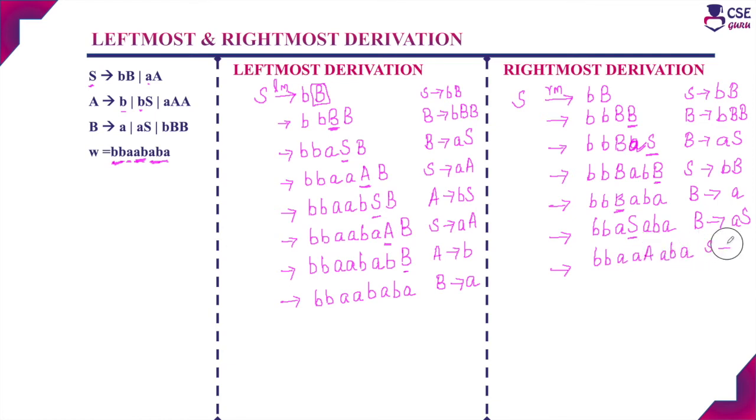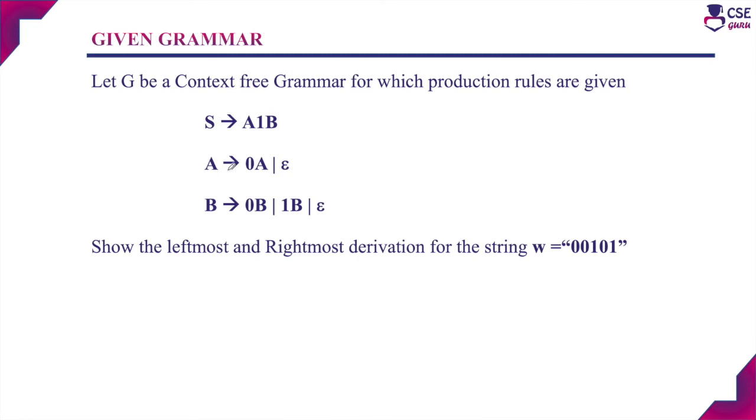The production rule applied is S tends to AA. So only the letter B in the center we have to get in the string. So apply the production rule A tends to B. So now we have derived the string double B, double A, BA, BA using the leftmost derivation as well as the rightmost derivation.